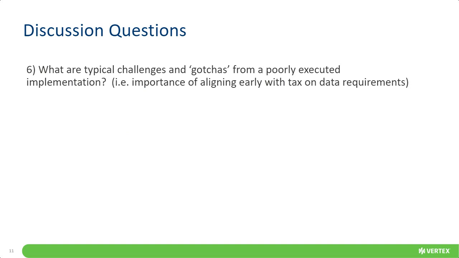So just tying it back to what we talked about earlier about implementation, we talked about how to make an implementation succeed. So let's flip that and see, what are some typical challenges and gotchas from a poorly executed implementation? Grant Thornton, what do you guys think about this question?